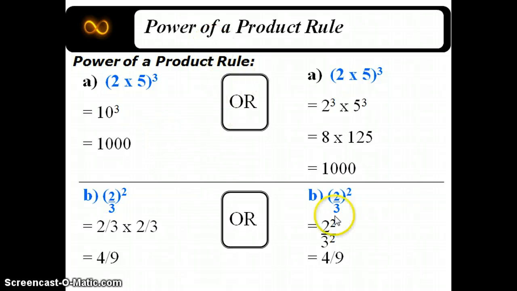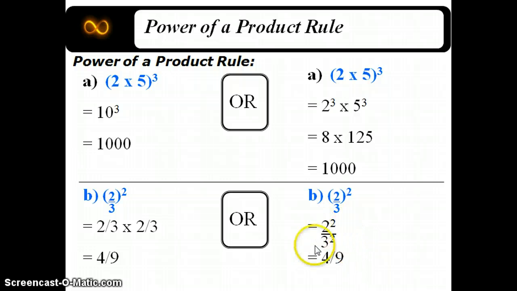Another rule is the power of a quotient rule, when we're dividing. So we can do the same thing. 2 divided by 3 all squared really means 2/3 times 2/3, which is 4/9. Or we could distribute the 2 in to get 2 to the power of 2 over 3 to the power of 2, and then standard form would be 2 squared, which is 4, and 3 squared, which is 9, and we get the same answer.